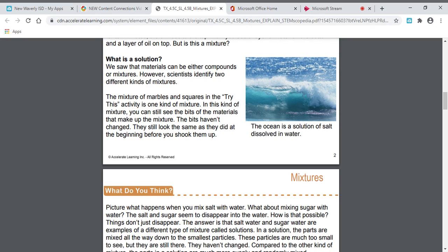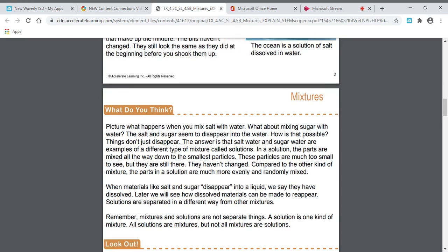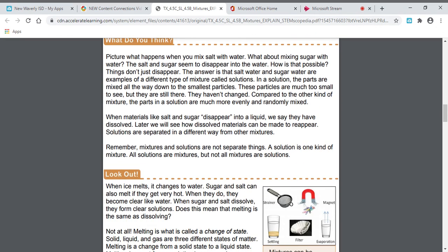They still look the same as they did at the beginning before you shook them up. So we can see the ocean here in this picture. The ocean is a solution of salt dissolved in water. So again, the ocean is a solution of salt dissolved in water. So let's continue on. What do you think?